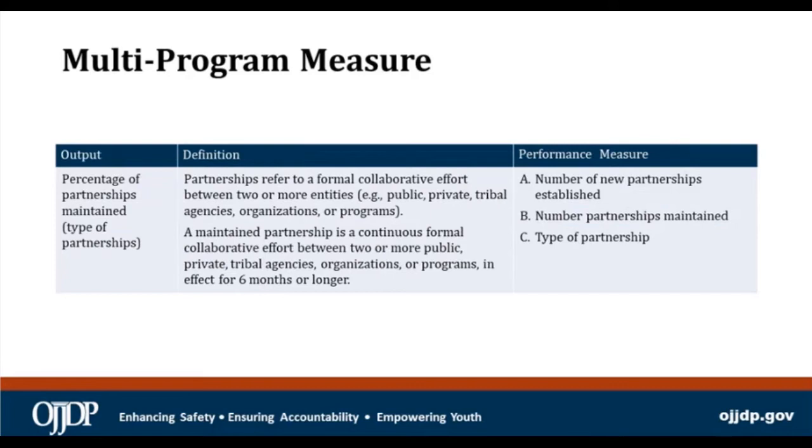Percentage of partnerships maintained is an example of a multi-program measure. OJJDP promotes the collaboration amongst organizations and establishment of partnerships. To account for this data, we created a new program output measure, percentage of partnerships maintained. For this measure, you will provide the number of new partnerships established, the number of partnerships maintained, and the type of partnership, which you will provide in a text box.